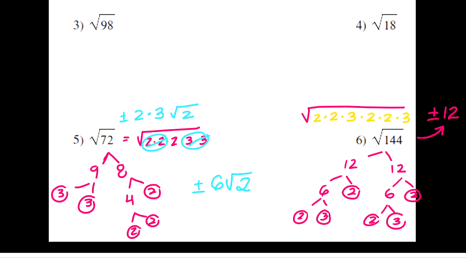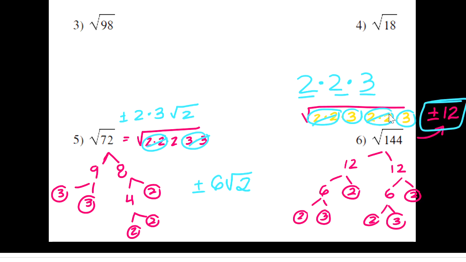Well, there is a pair of 2's, 2 gets to come out. There is a pair of 2's, 2 gets to come out. And there's a pair of 3's, 3 gets to come out. 2 times 2 is 4, times 3 is 12. And there's nothing left behind here. Notice that we used up everything in our square root. We used up the pairs of 2's and the pair of 3's. Plus or minus 12 is our final answer here.